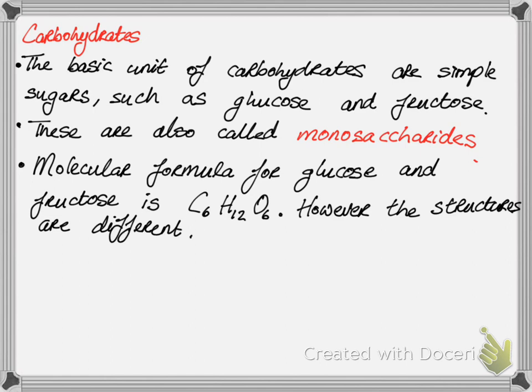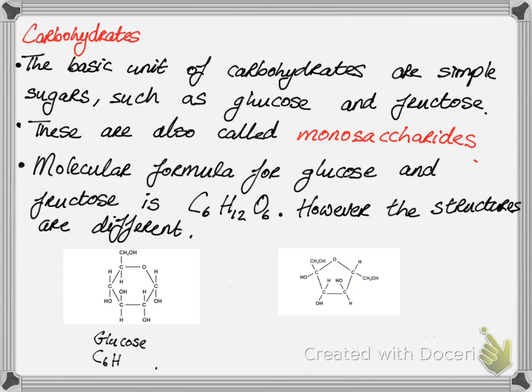So, if we have a picture of a glucose and a fructose, you can see them here. But first of all, start with glucose. Glucose has 6 carbons, 12 hydrogens, and 6 oxygens. The same can be said for fructose. It has 6 carbons, 12 hydrogens, and 6 oxygens. However, from the pictures, you can see that the structure of these are very different.